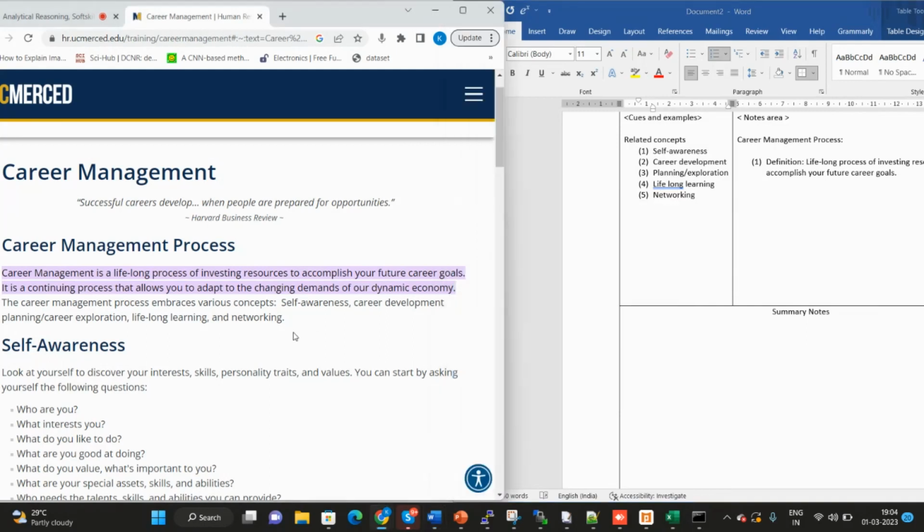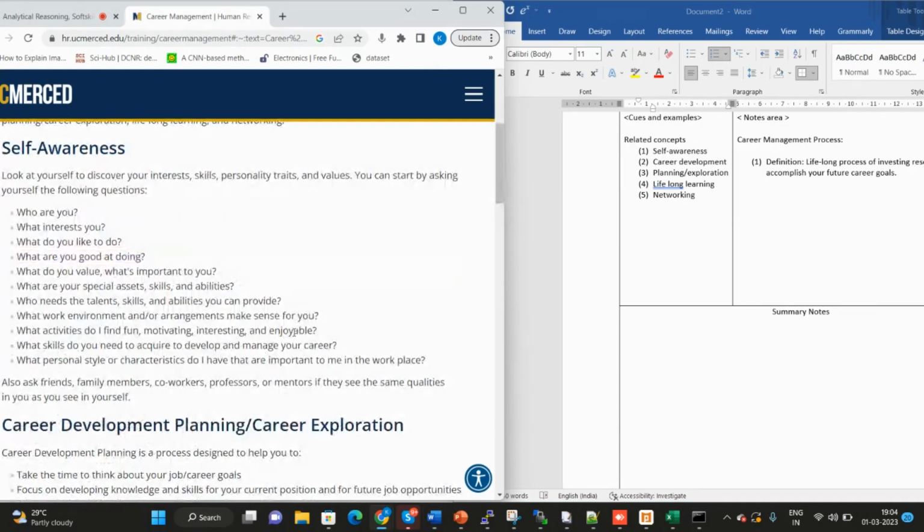ரைட்டா? Next. So the next thing says self awareness. Look at yourself to discover your interests, skills, personality traits and values. You can start by asking yourself the following questions: who are you? What interests you? What do you like to do? What are you good at doing? And a lot of other questions. Also ask friends, family members, co-workers, professors or mentors if they see the same quality in you as you see in yourself. Okay. So இதுல இருந்து ஏதாவது எழுதிக்கணுமா?